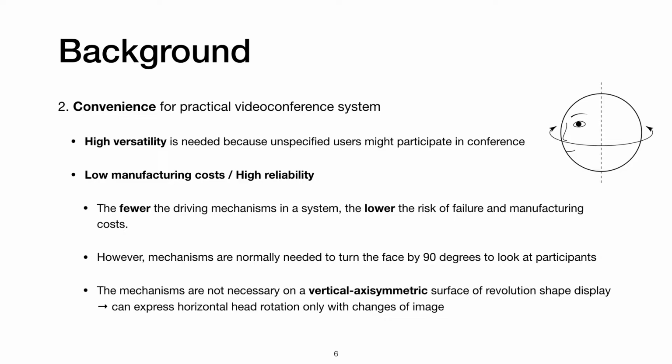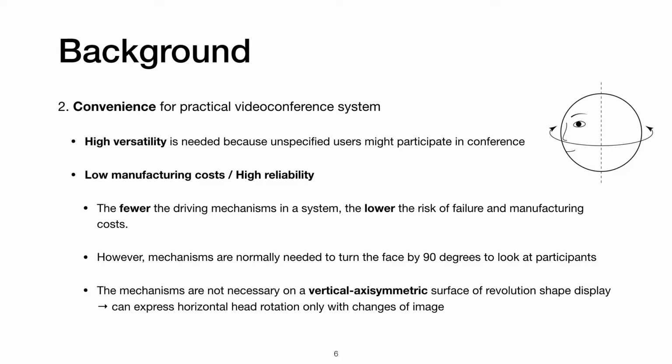And we also believe that for a practical video conference system, convenience is also needed. High versatility is needed because unspecified users might participate in conferences in companies, schools or laboratories. Low manufacturing cost and high reliability are also needed for convenience. The fewer the driving mechanisms in the system, the lower the risk of failure and manufacturing cost.